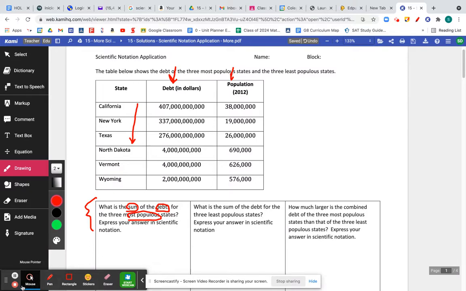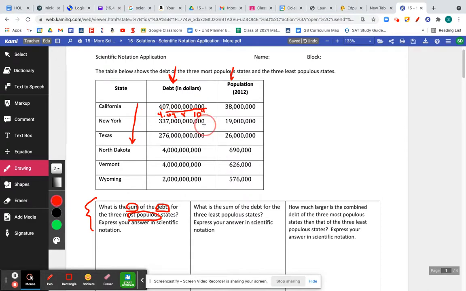Well, let's get those turned into scientific notation. So right here, there's where the decimal is. This is obviously a large number. I need it to be right there. So 1, 2, 3, 4, 5, 6, 7, 8, 9, 10, 11. So that's 4.07 times 10 to the 11.